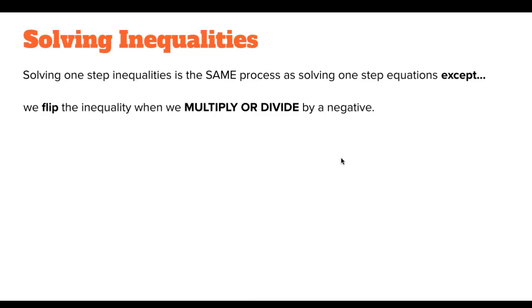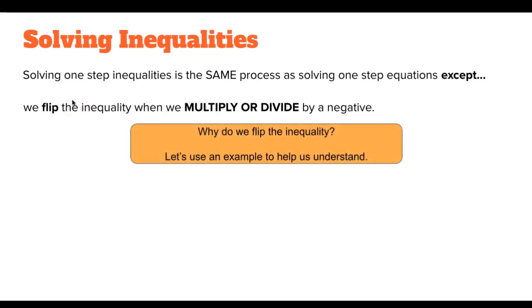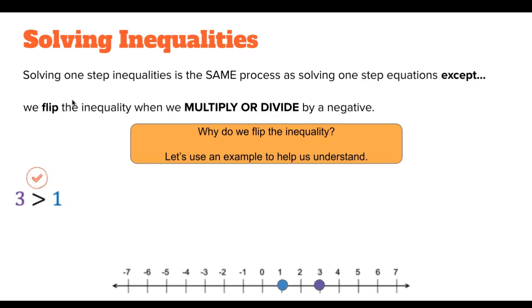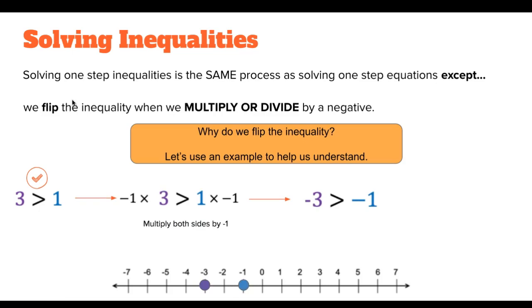The only difference, here's the big difference, and you need to add this to the notes: you flip the inequality sign when you multiply or divide by a negative. That is critical and that is key for you to understand. You flip the inequality sign when you multiply or divide by a negative. Other than that, it's the same thing that we did yesterday. I'm going to show you guys an example once we get to it.